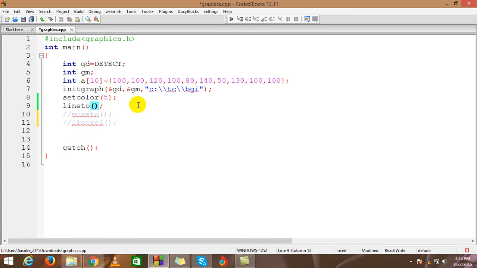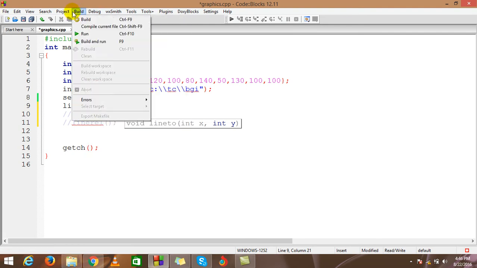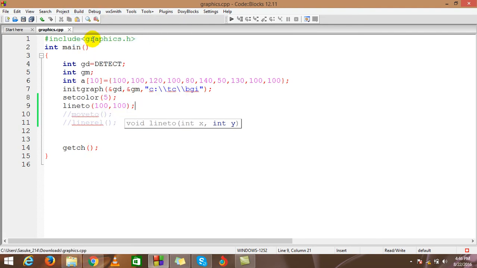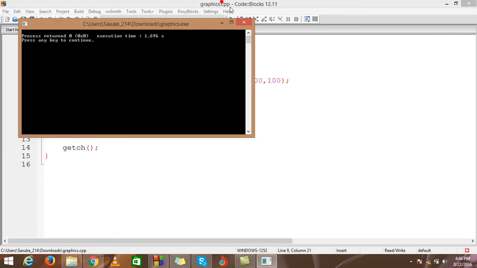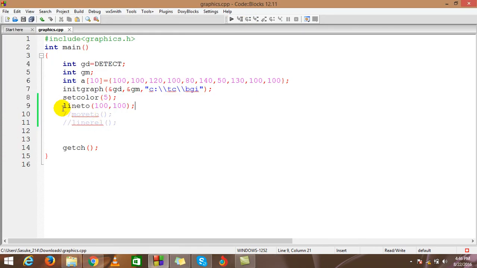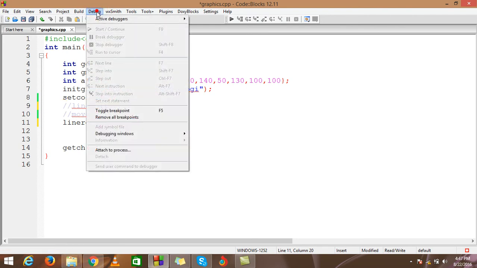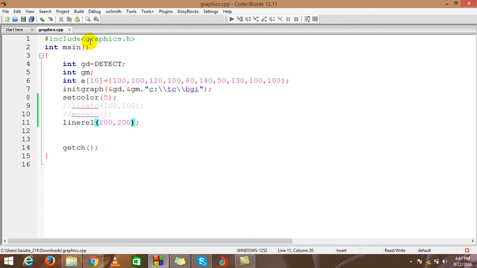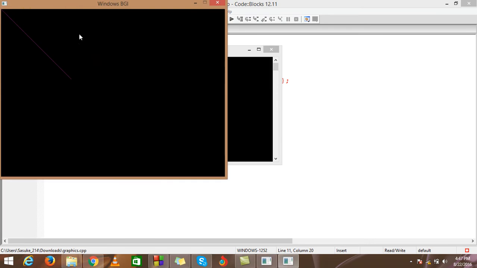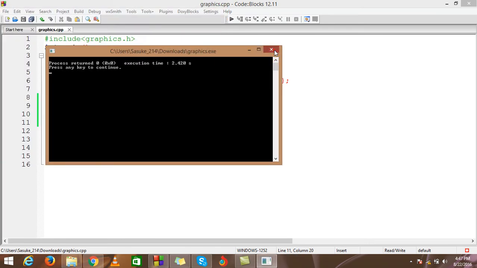check the lineto. Give the position of 100. It takes two arguments. I'm gonna explain what the arguments are and what they are going to do. You can see our slanted line is drawn. Now here also, a slanted line is drawn.